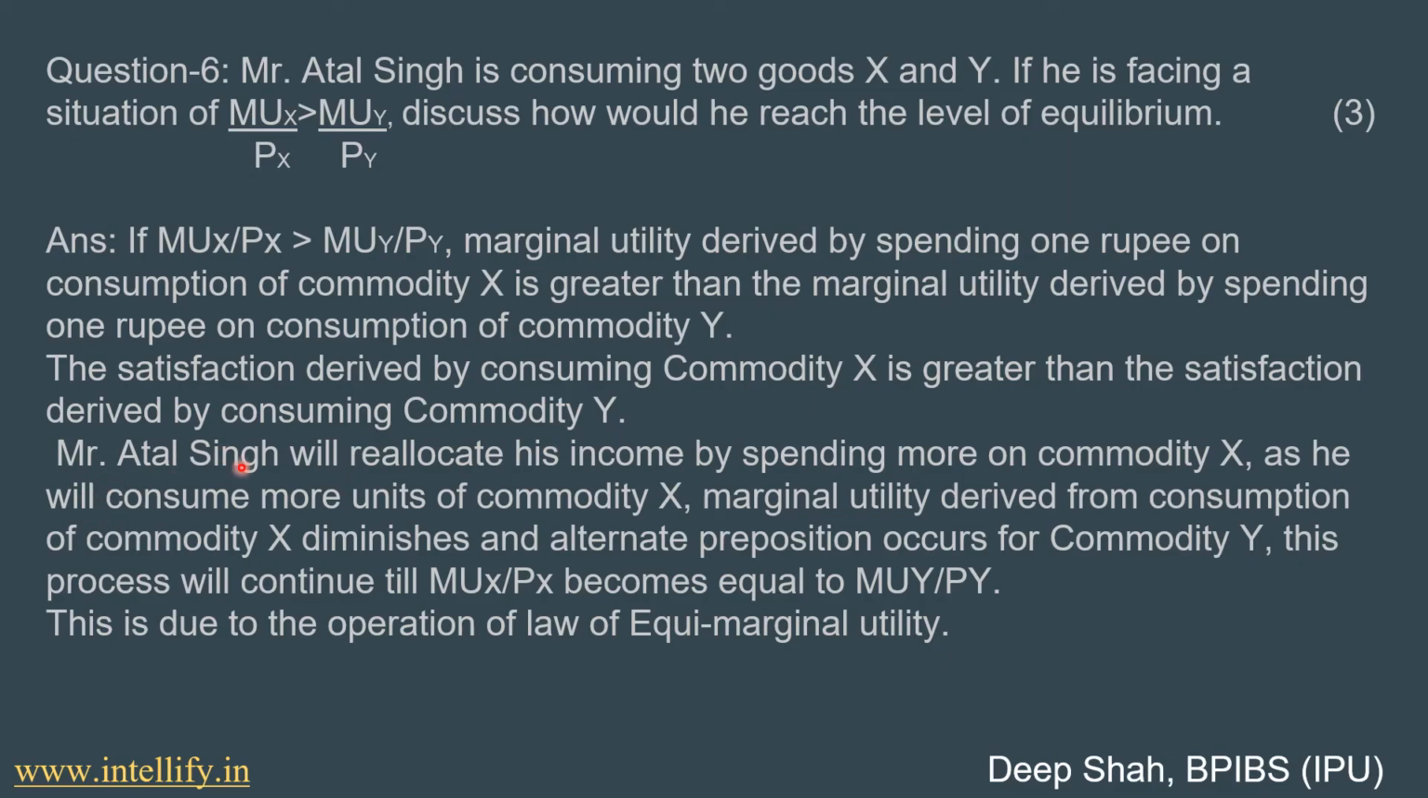So now Mr. Atal Singh will reallocate his income by spending more on commodity X. As he consumes more units of commodity X, the marginal utility derived from commodity X diminishes, and the opposite occurs for commodity Y. This process will continue till MUX upon PX becomes equal to MUY upon PY. This is due to the operation of the law of equimarginal utility. So the word equimarginal utility is important and should always be mentioned.